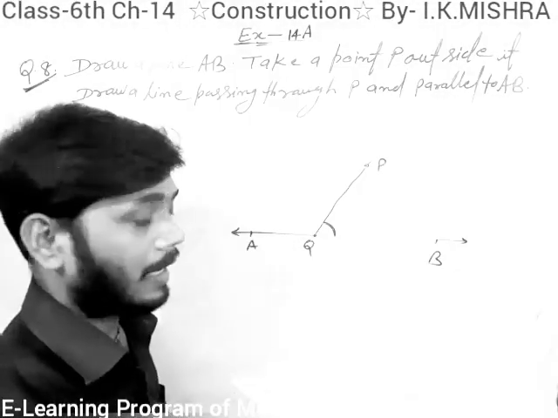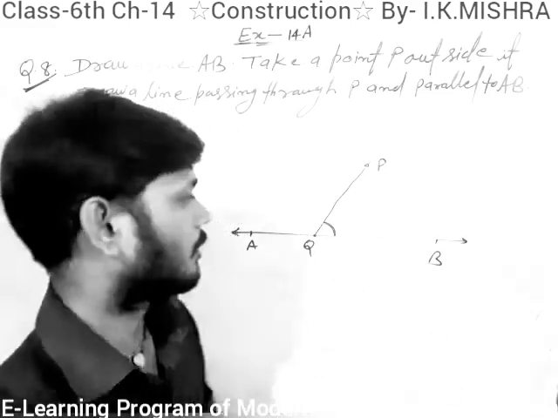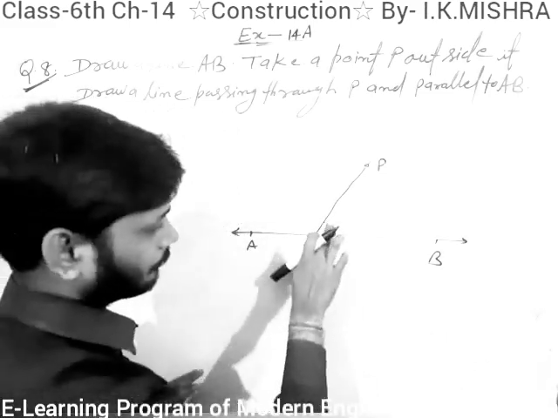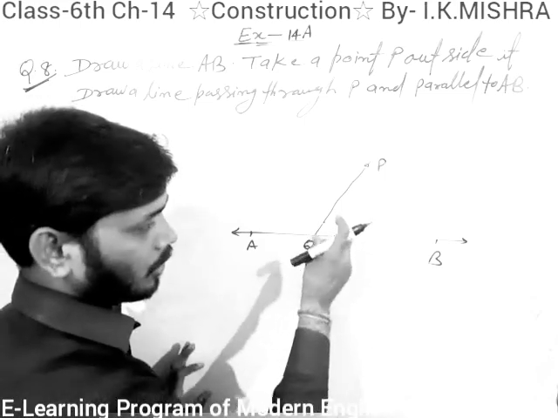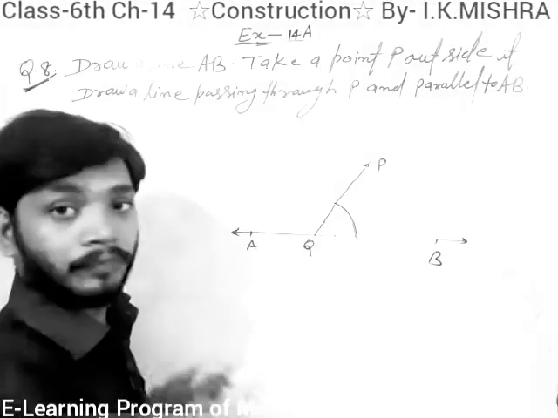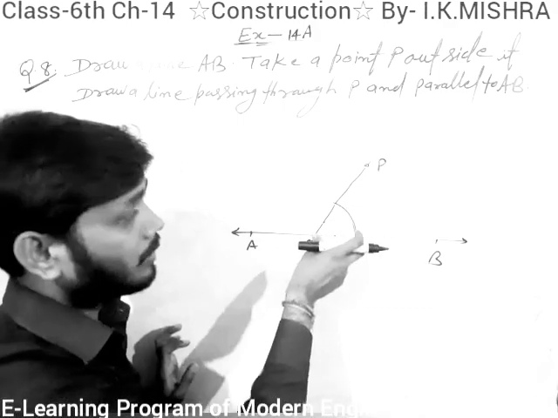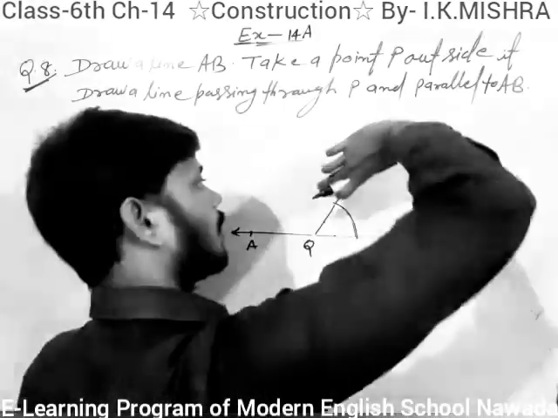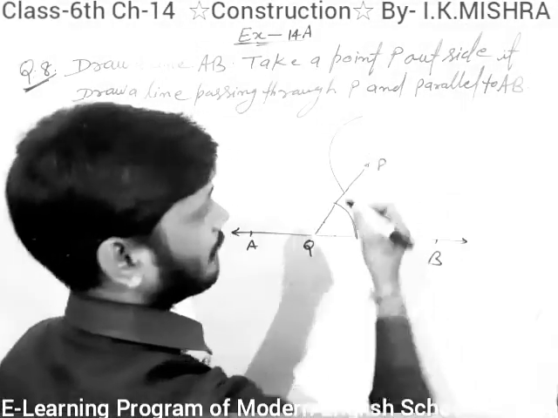Clear, friends? And I think you know how to construct an equal angle. Here first of all, with Q as center, draw an arc. Here draw an arc with Q as center. Similarly, students, with P as center, draw an arc. Here I draw an arc.